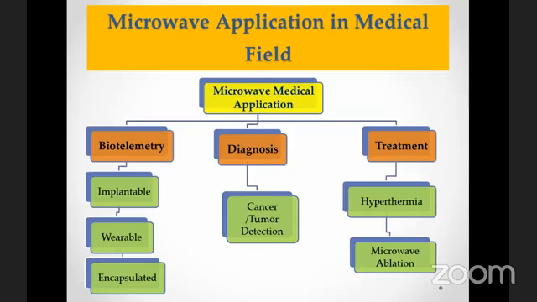The second aspect is diagnosis. Cancer and tumor detection is a very important parameter. There are various other diagnosis parts also, but I have not included them because they are not very much successful till now. This cancer detection, particularly breast cancer detection, is very popular area in which they have successfully designed commercial products. Early cancer detection products are already available in the market.